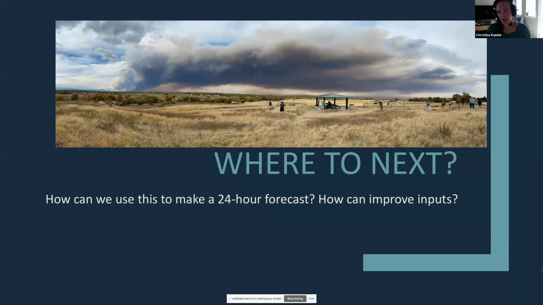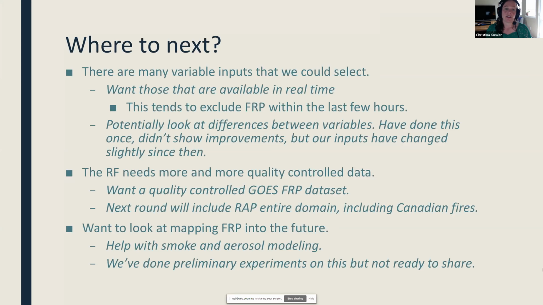So where to next? How can we make a 24-hour forecast from this? Can we improve inputs? There are many, many other variable inputs that we can choose to select. In older experiments, I included vegetation, and it was shown to also be of zero importance. And when I removed the vegetation, it actually improved model performance ever so slightly.